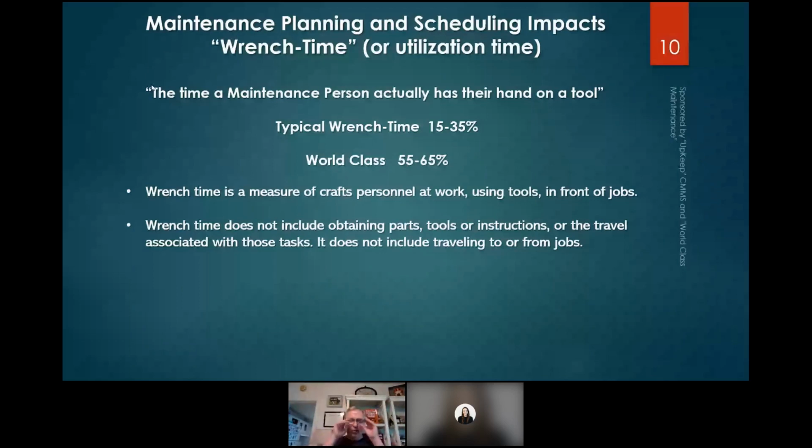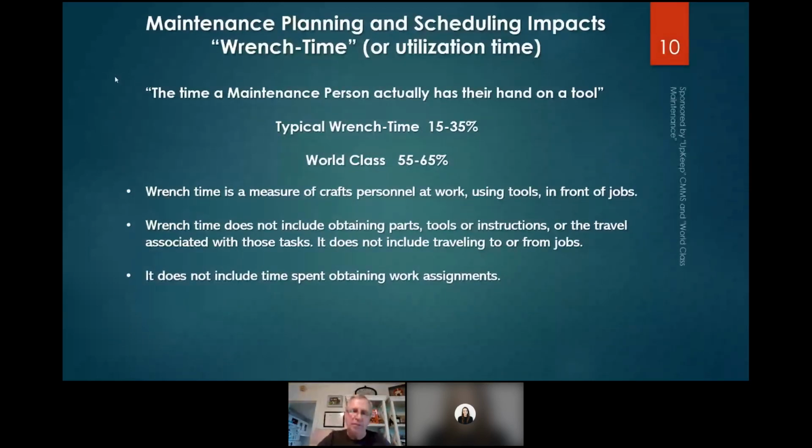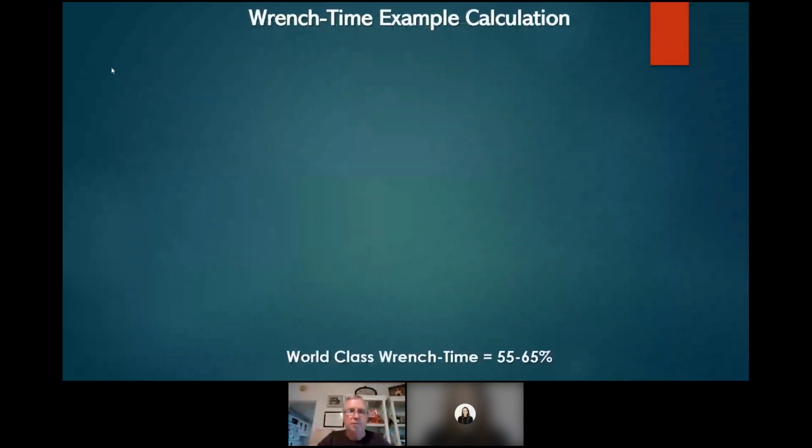But think about it. You start the day, you get a work order, the supervisor gives it to you, and you ask, where's the parts? In the storeroom. Then you go to the storeroom, and you have to look for the part. How inefficient is that? That's the kind of stuff we're talking about. It does not include time spent obtaining work assignments. That's why world class is 55 to 65 and typical is 15 to 35. I've seen some less than 15%. They're very few, but I have seen them.